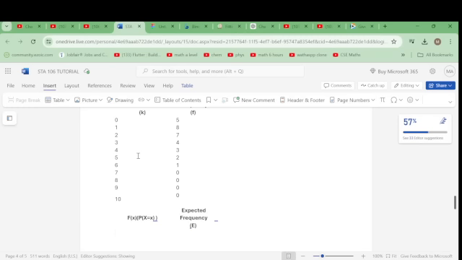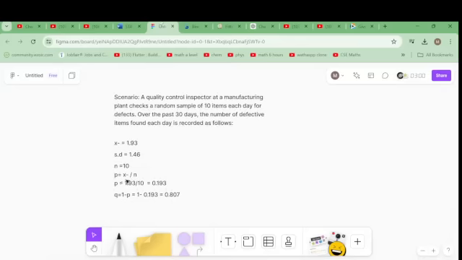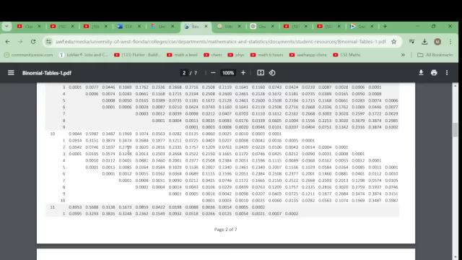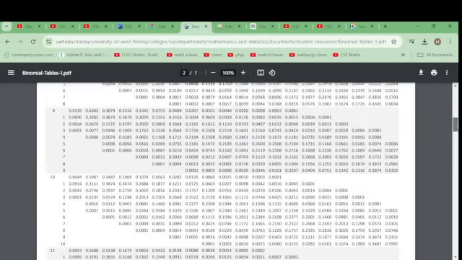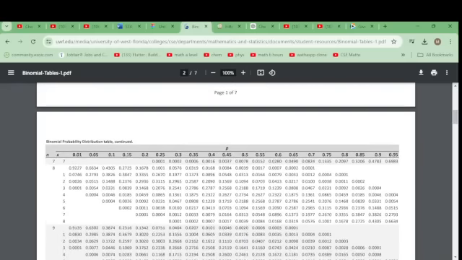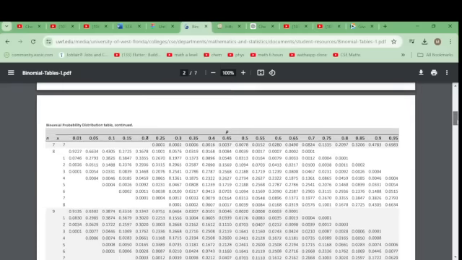What are we doing next? So when our n is 10, what is our p? So our p is 0.19. So 0.19 approximately is 0.2. So we will be using this 0.2. Do you understand now? So let's go to 0.2.